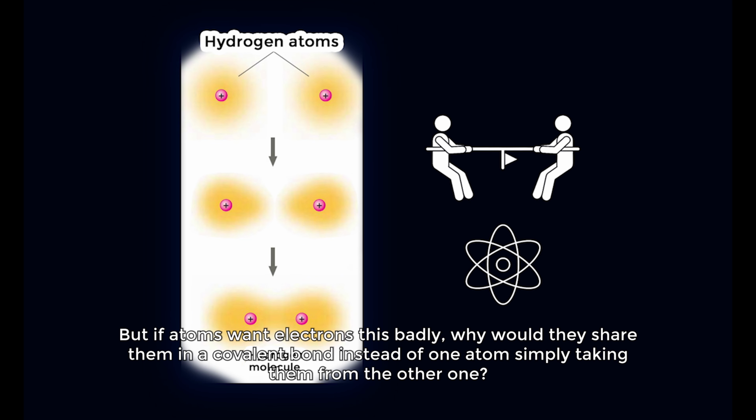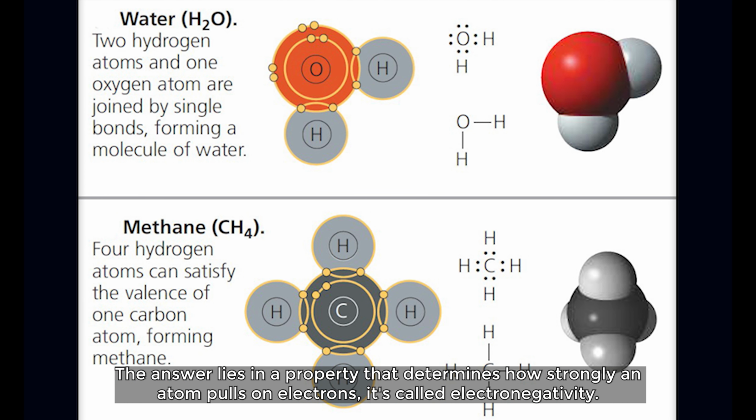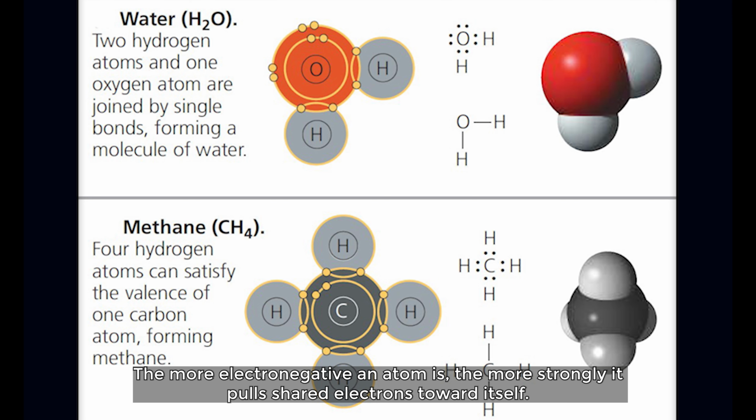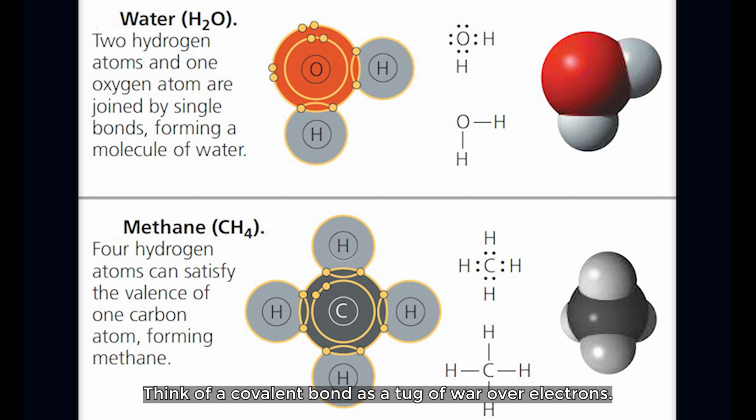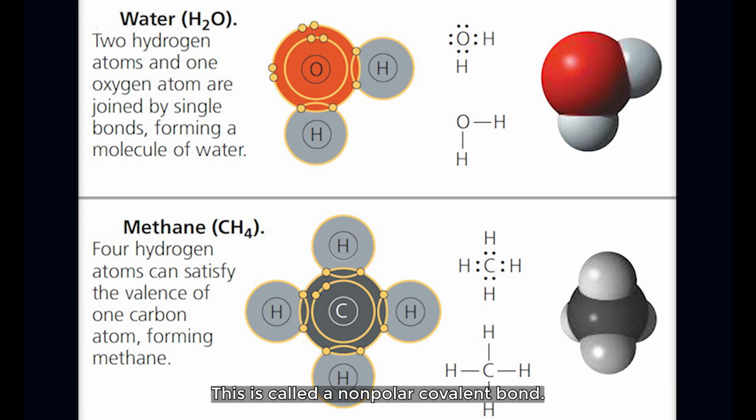But if atoms want electrons this badly, why would they share them in a covalent bond, instead of one atom simply taking them from the other one? The answer lies in the property that determines how strongly an atom pulls on electrons. It's called electronegativity. The more electronegative an atom is, the more strongly it pulls the shared electrons toward itself. Think of a covalent bond as a tug-of-war over electrons. If both atoms pull equally, the rope stays in the middle, such as a covalent bond between two hydrogen atoms.